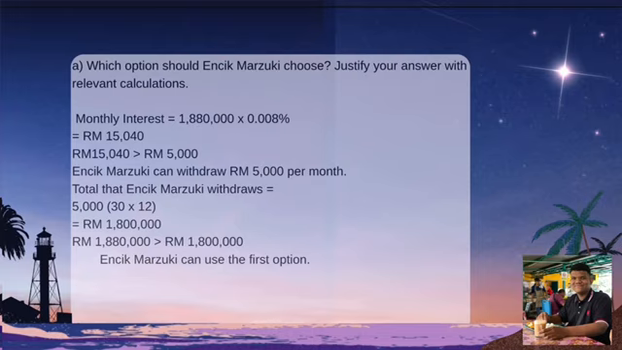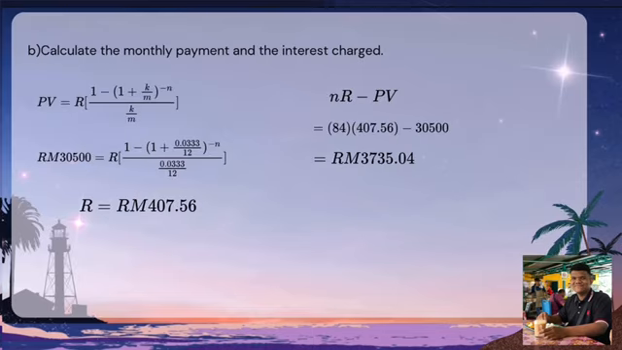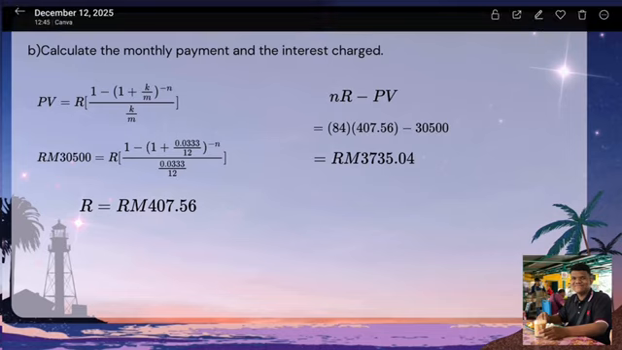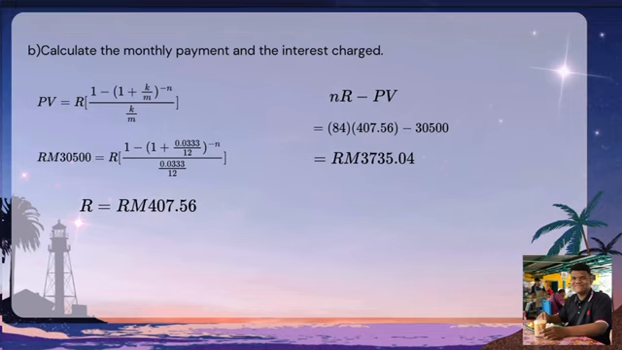First, I calculate the monthly interest Encik Marzuki receives. The formula is monthly interest equals principal times monthly interest rate. The principal is 1,880,000 ringgit and the monthly rate is 0.008%. So the monthly interest equals 1,880,000 times 0.008%, which equals 15,040 ringgit. This means Encik Marzuki earns 15,040 ringgit every month. He only needs to withdraw 5,000 ringgit per month. Since 15,040 ringgit is greater than 5,000 ringgit, he can withdraw this amount without reducing his original capital.